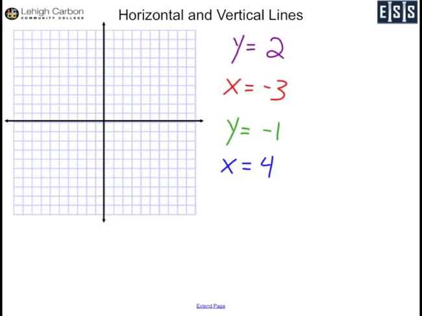Some examples. y equals 2. To graph this, I can come up with some points to use. Since it's y equals 2, I know my y is always 2. So I could call these points, say, (1, 2) and (5, 2). And we graph them on our graph. Here's the point (1, 2), and the point (5, 2). So here's my horizontal line, y equals 2.